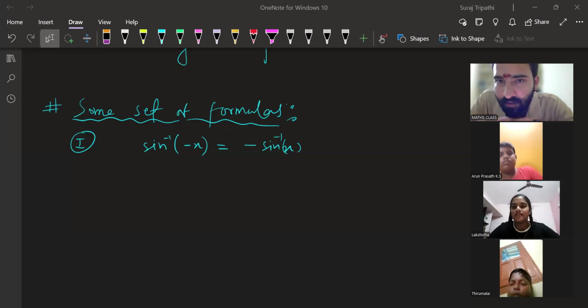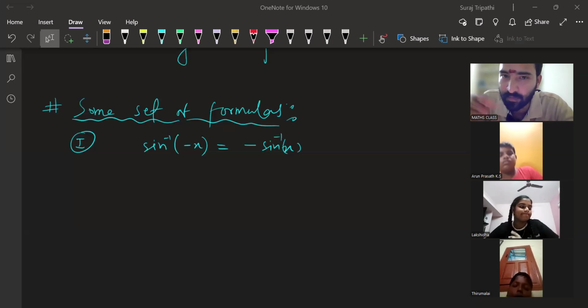Yes, I told you, you just have to take the reflection along y equals x. To find the graph of any inverse function, you just have to take the mirror image along the line y equals x. Whatever you get will be the graph of the inverse of that function.